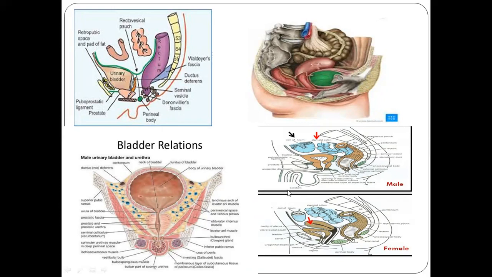So this is another picture which is showing the rectovesical pouch in case of male, and the loops of the sigmoid colon and the ileum are relations of the superior surface of the bladder.